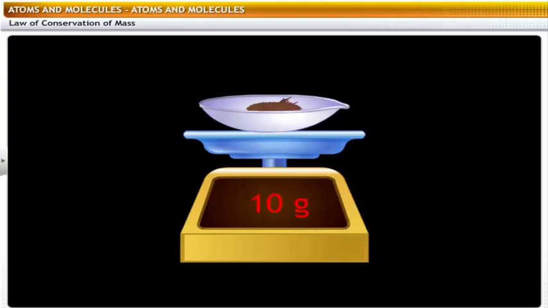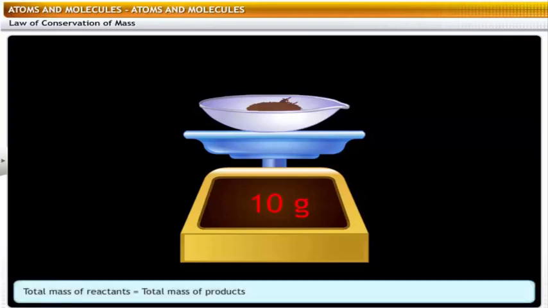Therefore, the law of conservation of mass can be stated as: in any chemical reaction, the total mass of the substance before and after the reaction is the same, although its matter undergoes a physical change. The total mass of reactants is equal to the total mass of products.